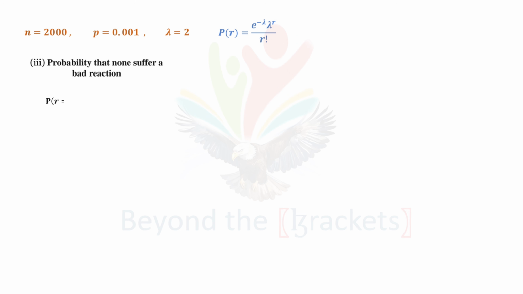In the third case, probability that none suffer a bad reaction is given by P of R is equal to 0. Substituting the values in probability mass function, we get e power minus 2, 2 power 0 by 0 factorial. It simplifies to 0.1353.